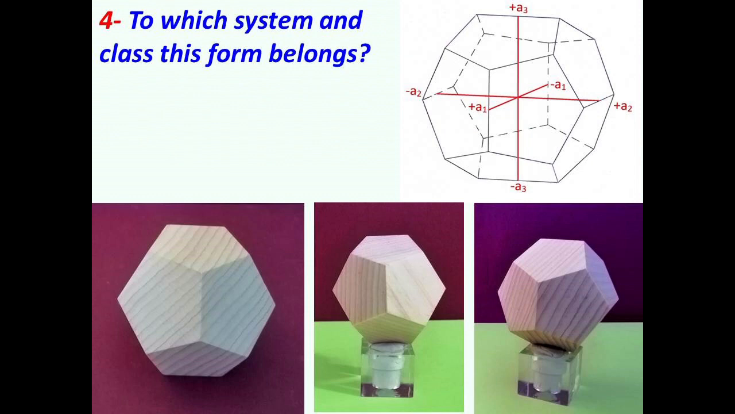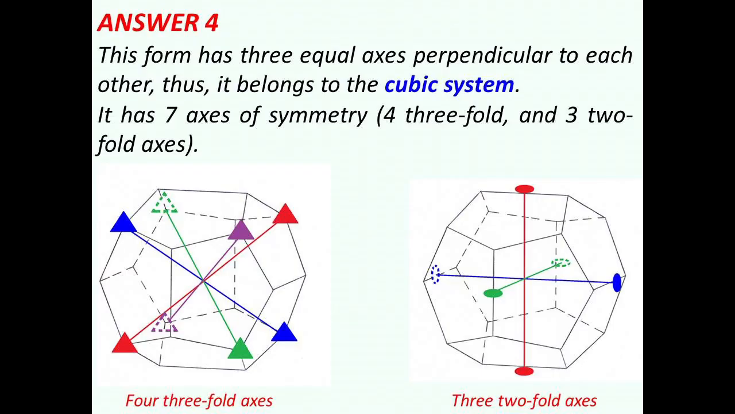4. To which system and class does this form belong? Answer 4. This form has 3 equal axes perpendicular to each other. Thus, it belongs to the cubic system. It has 7 axes of symmetry, 4 3-fold and 3 2-fold axes.